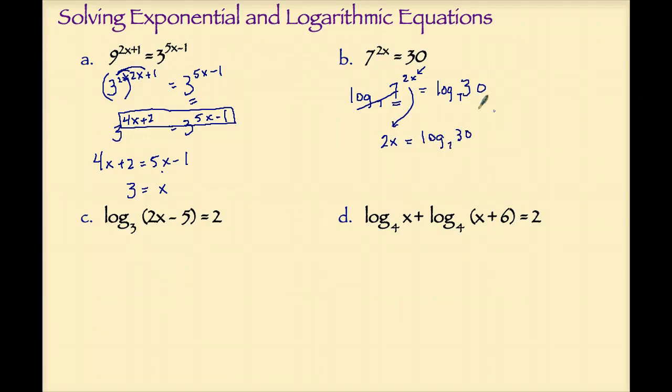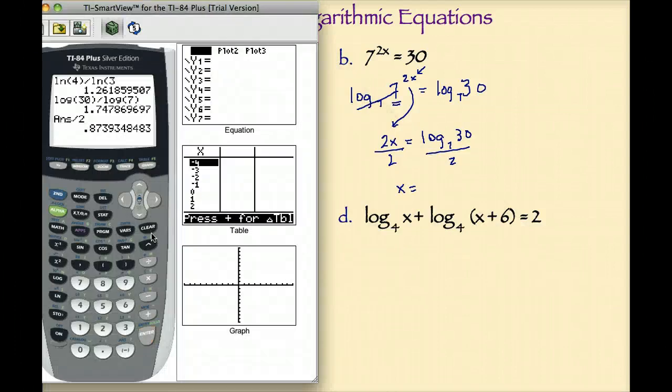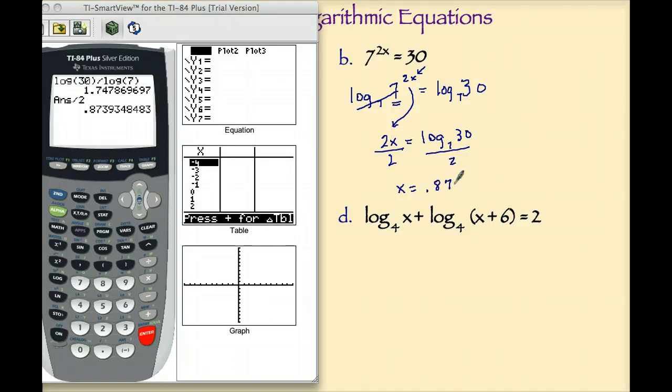I'll be using my change of base formula to get a decimal. Divide both sides by 2. And x is equal to, let's use our calculator to find out what this is going to be. We have log base 7 of 30 can be calculated by saying log of 30 divided by log of 7. And once you get that answer, divide by 2. So this is approximately equal to 0.874. All right, let's try another one.